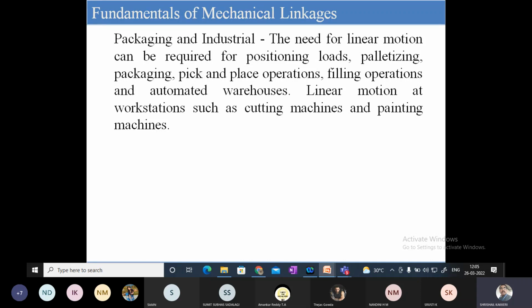And in filling operations also, and in the pick and place operations of the robot, we are going to use them. In warehouses also we are going to use the mechanisms. So in painting mechanisms, in cutting mechanisms in the workshops, all these are a few of the examples of linear motion mechanisms.